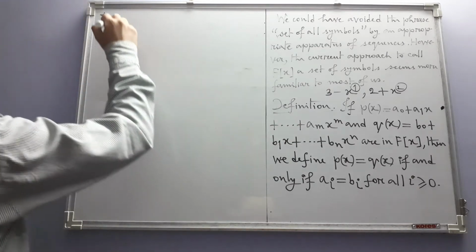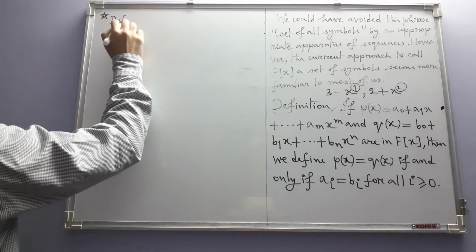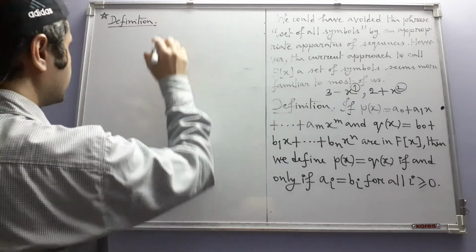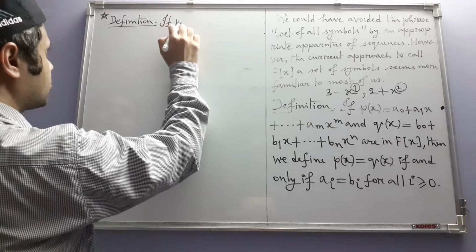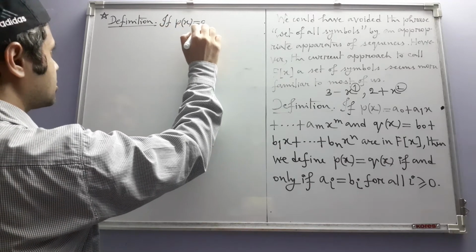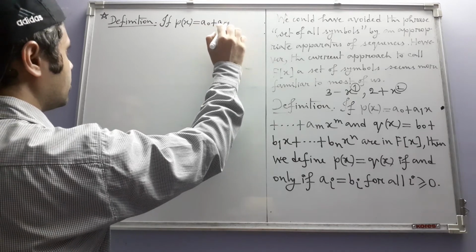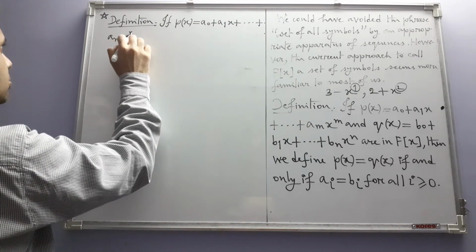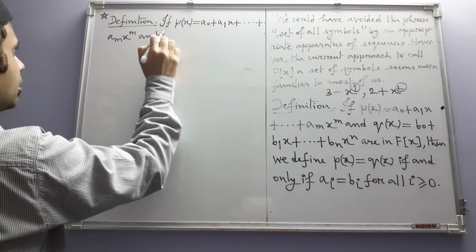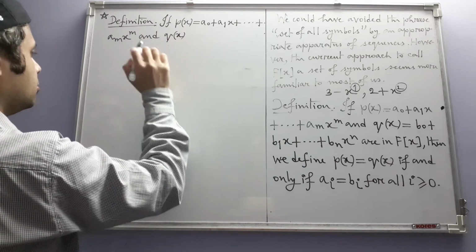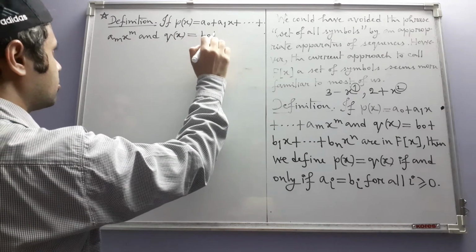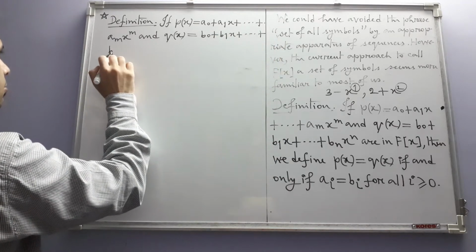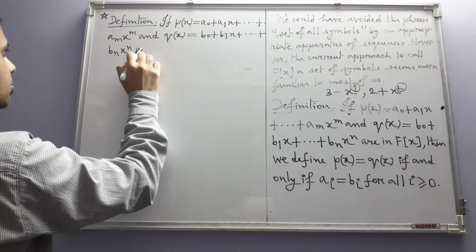Okay, next we come to the definition of addition. We have to consider two polynomials p(x) = a0 plus a1x etc. plus amx to the power m, and q(x) = b0 plus b1x plus etc. plus bnx to the power n, in F[x].